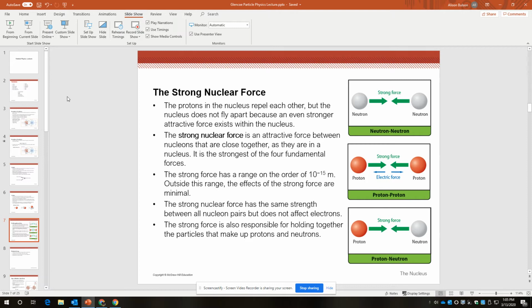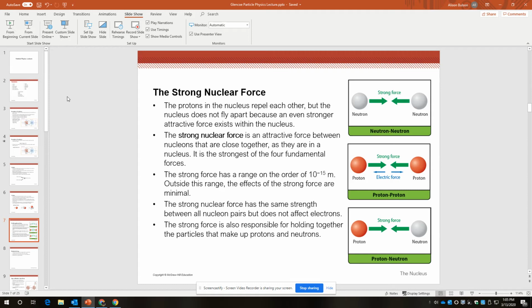The strong nuclear force is an attractive force between nucleons that get close together, as in the case of a densely packed nucleus. And that strong nuclear force is the strongest known of the 4 fundamental forces. The strong force has a range on the order of 10 to the negative 15th meters. Outside of this range, the effects of the strong force are minimal.